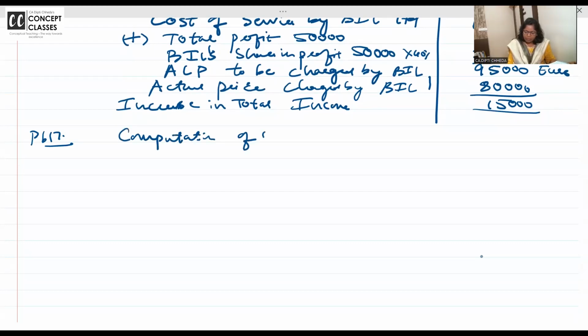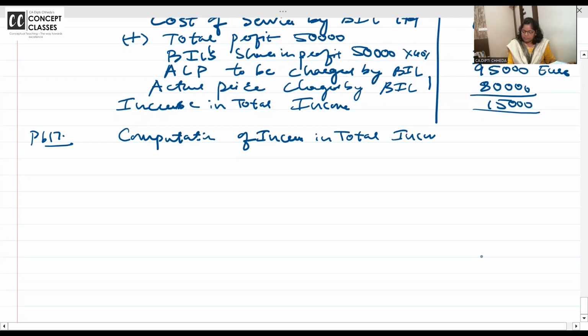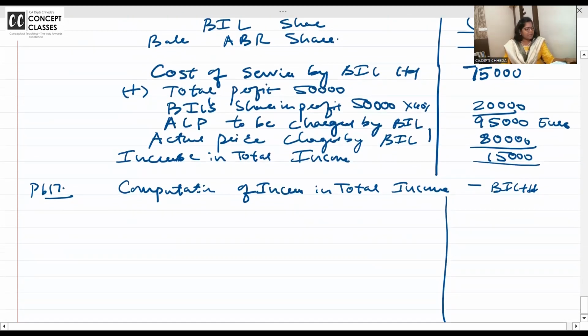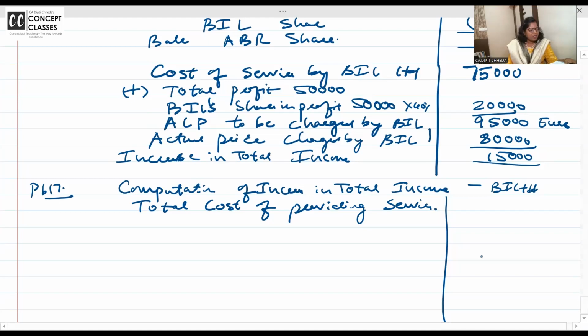Computation of increase in total income. For whom? BIL Limited. थोड़े figures अलग हैं. This time I am not doing this selling price splitting. NBR का कितना शेयर उससे मुझे मतलब नहीं. I was just doing to analyze the transaction. Now what is the total cost? Total cost of providing service. मेरा cost कितना है? BIL का cost.